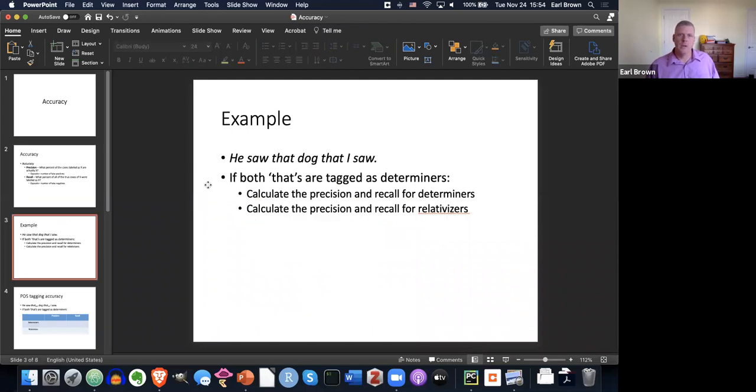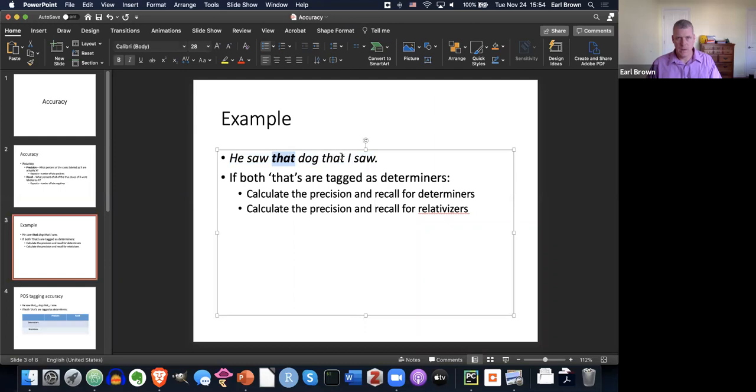Let's take an example here. Here's an example sentence: He saw that dog that I saw. We're going to focus our attention on the word that. In the noun phrase that dog, that is a determiner, which is a technical term in linguistics to identify words that act like words that determine nouns, right?